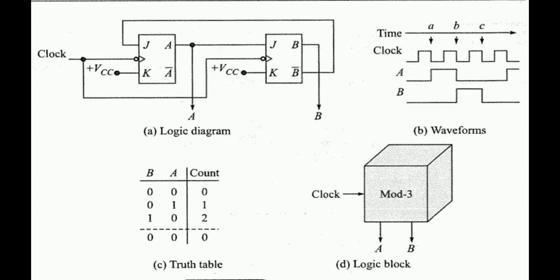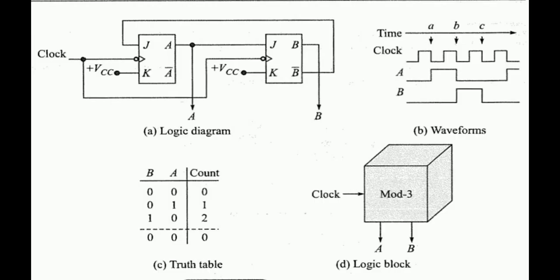And now the counter has progressed through all three of its states, advancing one count with each negative clock transition. In this way, the two flip-flops mod 3 counter can be considered as a logic building block, as shown in the D part of the diagram. It has a clock input and outputs at A and B. It can be considered as a divide by 3 block.